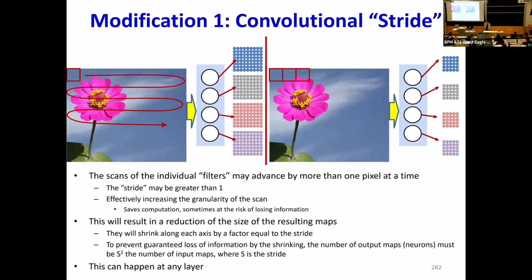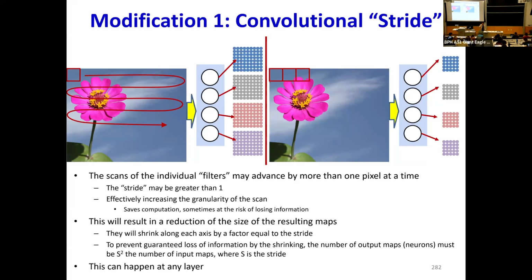How much do you stride by when you're scanning? When you're scanning, you can move by one pixel or one position at a time, or by multiple positions at a time. How much you move by is called a stride. And the size of the output map is going to be scaled down by a factor that equals the stride.